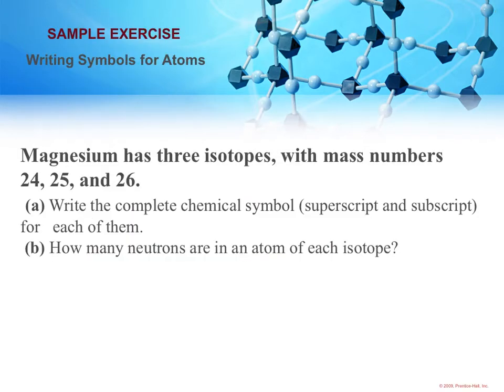Here's a simple example question. Magnesium, as all elements, has isotopes, and magnesium happens to have 3 isotopes. The mass numbers are 24, 25, and 26. See if you can write the chemical symbol with the superscript and the subscript for mass number and atomic number, and then determine how many neutrons are in each of those isotopes. So turn off the lecture and see if you can do it by yourself.